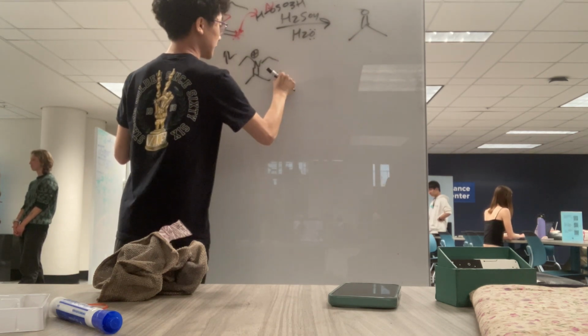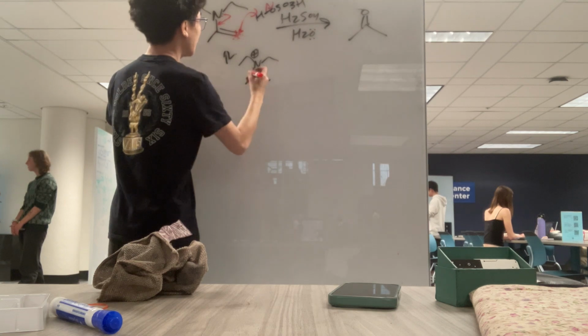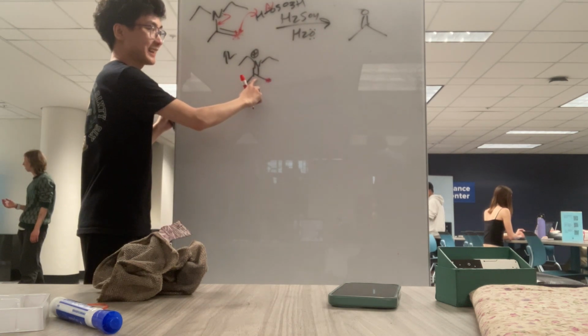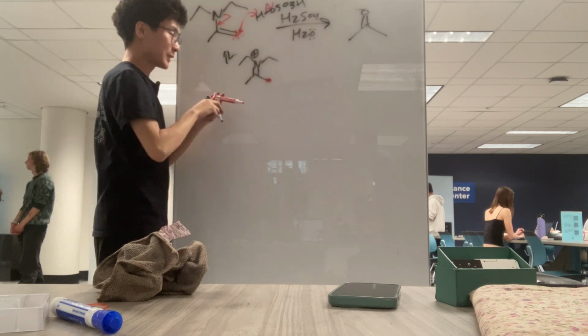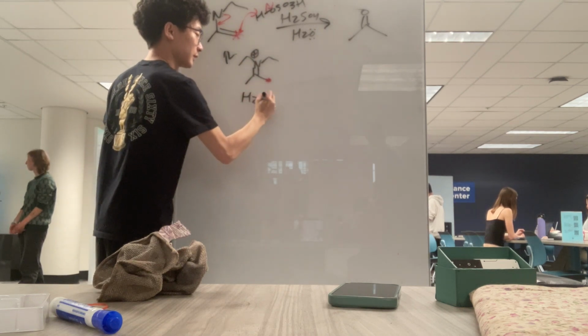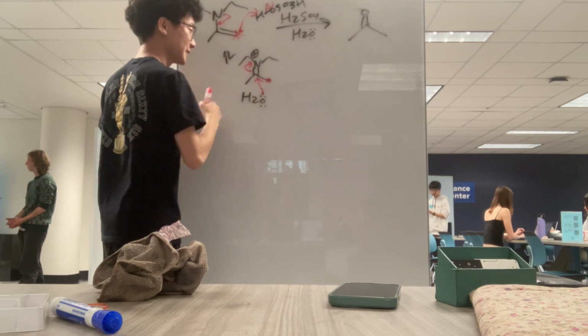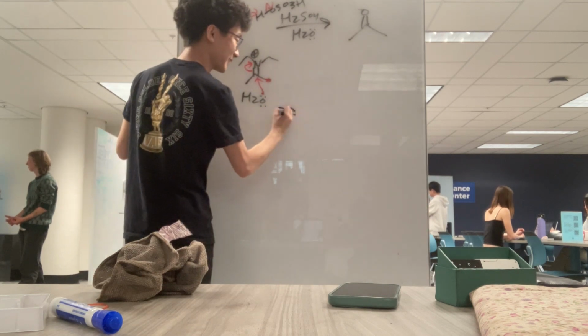And I'm going to leave the hydrogen as invisible. Okay. Now, once we have this activated electrophile, we could bring in water to attack that activated electrophile, push the double bond to oxygen to create this tetrahedral intermediate here.